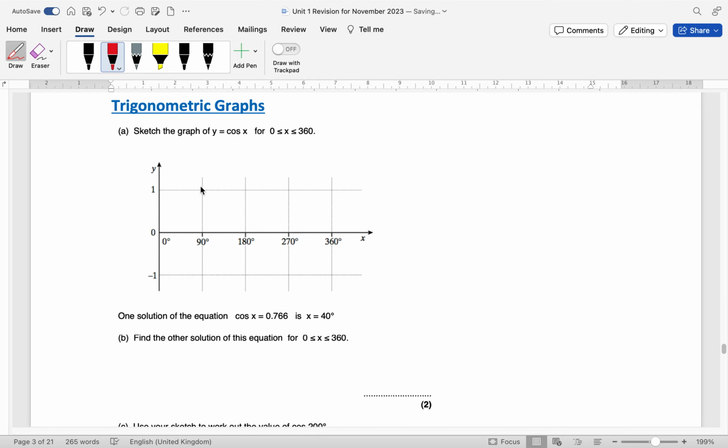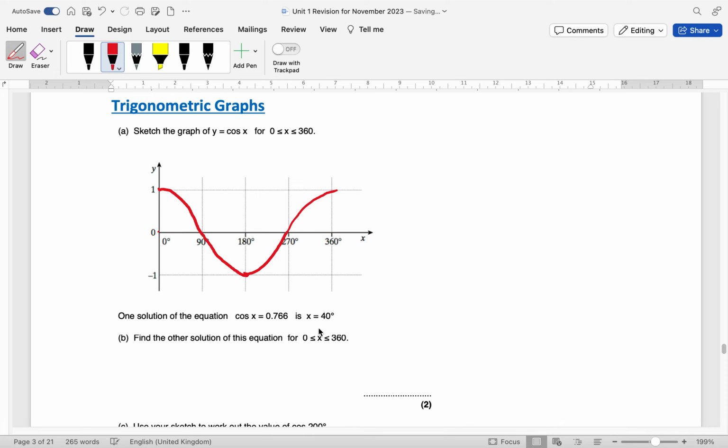Trigonometry graph, draw the cos graph. Sine graph starts at 0, goes up to 1, back down, up. Cos graph starts at 1. Don't make it almost like a straight line, but a slight curve to it. Again, slight curve, slight curve, slight curve.